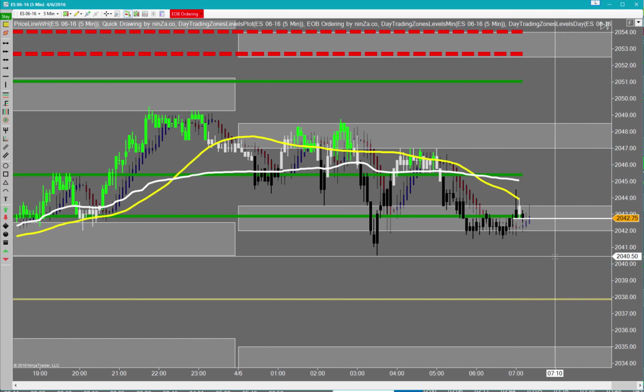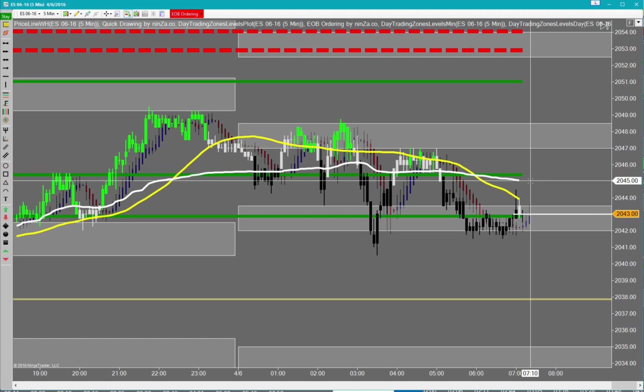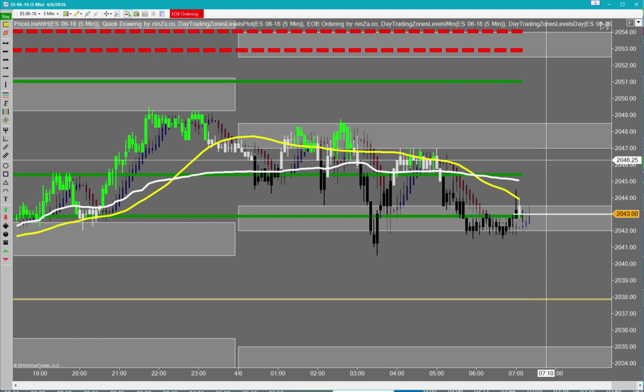We'd like to see it come back here to this 2040.50 for a good double bottom bounce, take us right back up into the 24-hour VWAP for first target, and then close on above here.